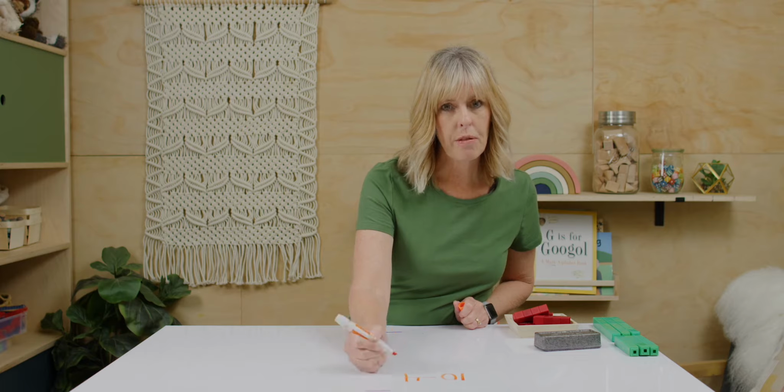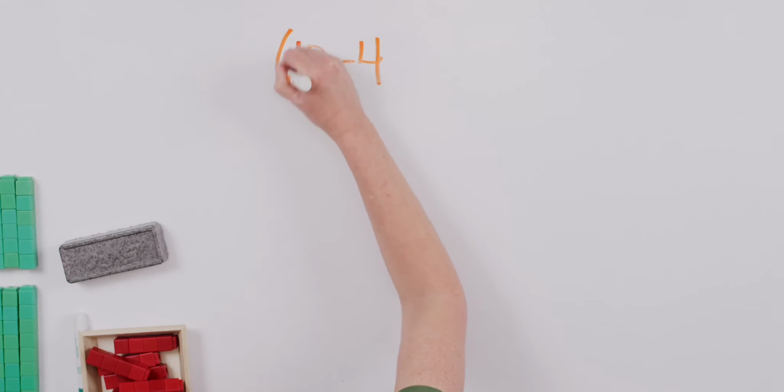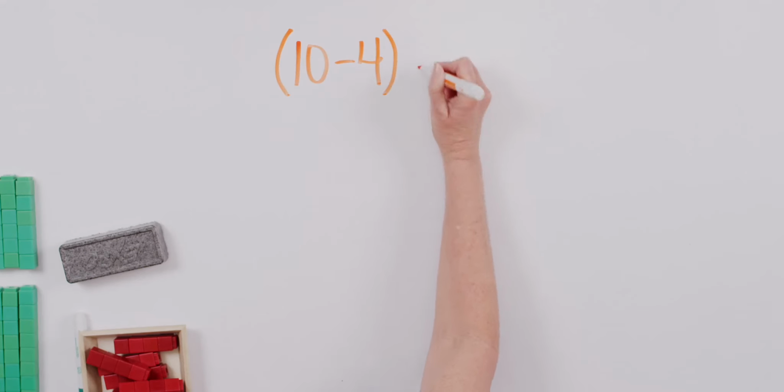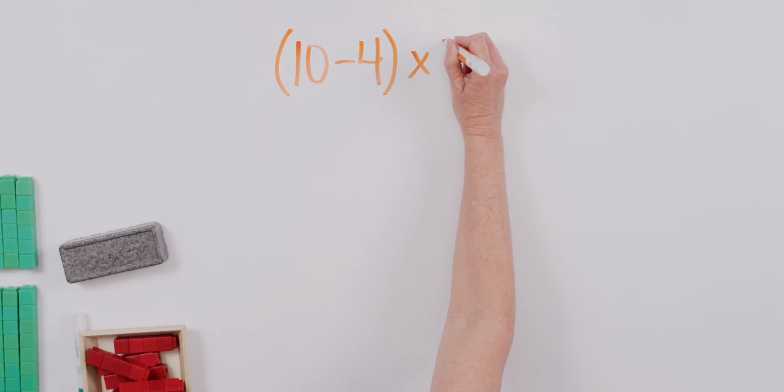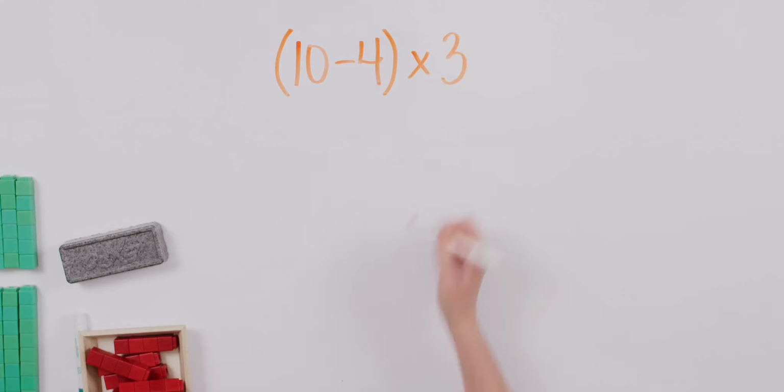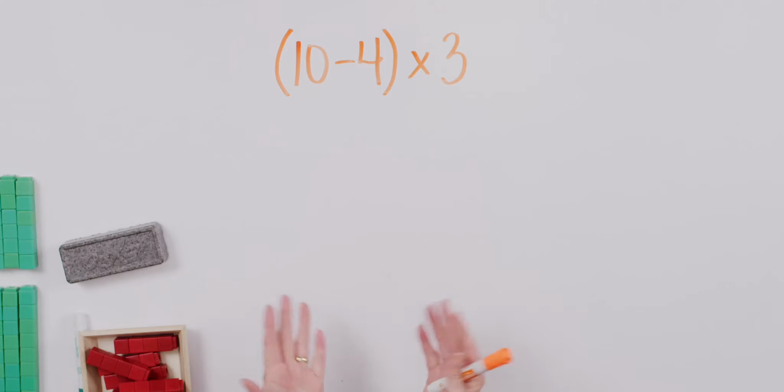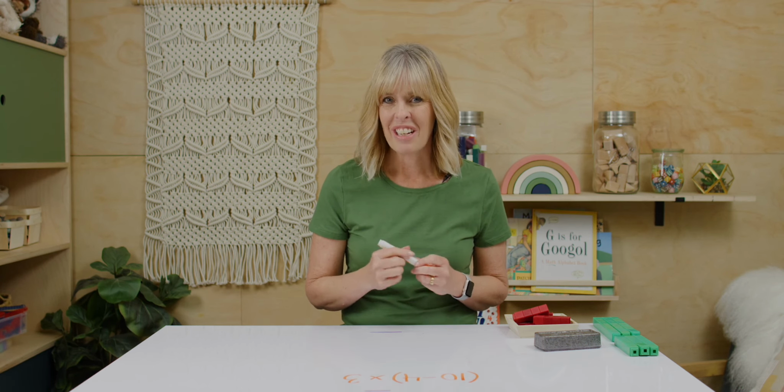So if I gave you 10, but we're going to subtract 4 from that 10. And then we're going to multiply that by 3. I wonder if using your connecting cubes or blocks, you can show this visually. I'm going to ask you to pause the video, see if you can build this, and then hop back on and we'll do it together.